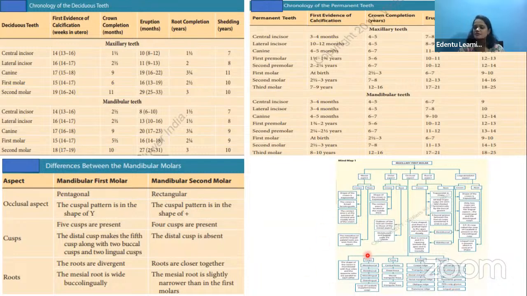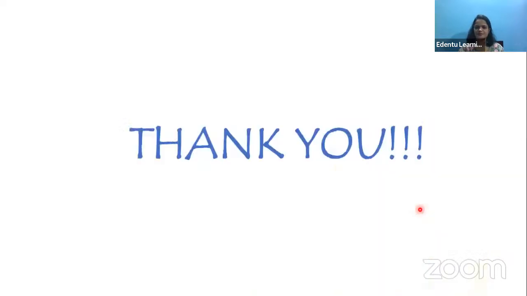These mind maps are really good. They help you in easy revision also. So try making your own mind maps too, because when you write your mind maps in your own handwriting, it will be more retentive for you. So try making mind maps like this for easily understanding the characteristics of each tooth, and for revision also. While you are doing the revision, it will be very easy for you.